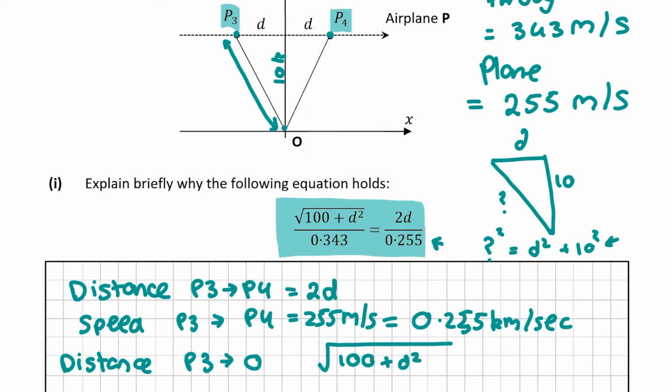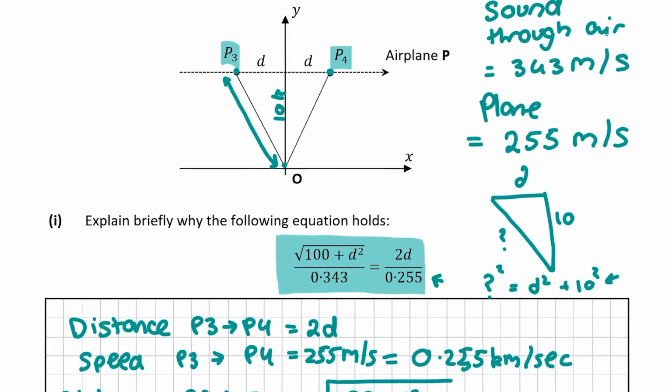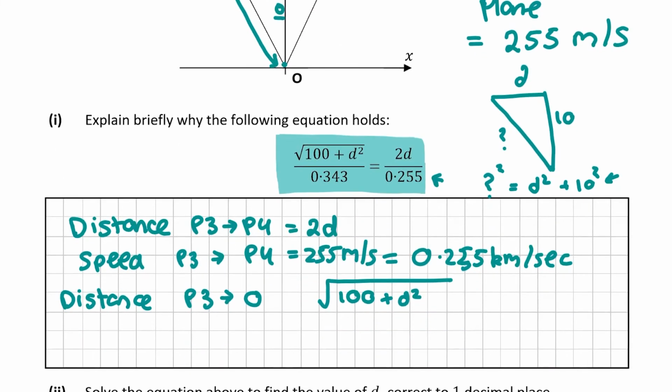And the speed that it's traveling is 343 meters per second, which is 0.343 kilometers per second. So speed is equal to 0.343 kilometers per second. Okay, so to fully explain this now, all you have to say is that basically the time taken for the sound to go from P3 to O is the exact same as the time taken for the sound to go from P3 to P4, or for the plane to go from P3 to P4.